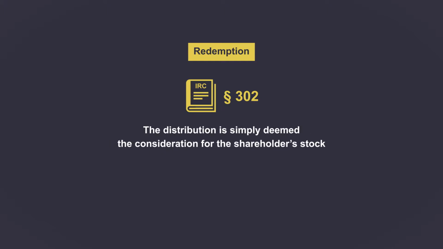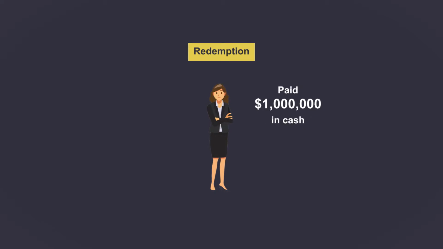When a distribution is considered a redemption, it's governed by Section 302 instead of 301. Instead of applying the ordering rules, the tax effect of a redemption is more straightforward. The distribution is simply deemed the consideration for the shareholder's stock. Thus, if a shareholder is paid $1 million in cash from a corporation in complete redemption of stock in which the shareholder has a $100,000 adjusted basis, the shareholder recognizes $900,000 in gain.